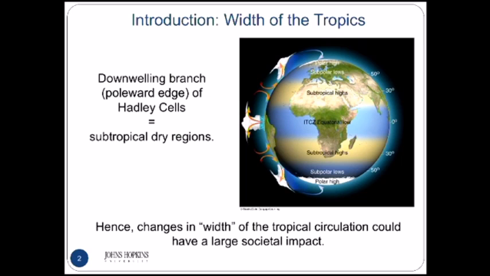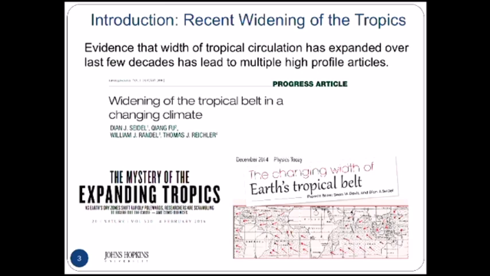It turns out that there has been evidence over the last decade or more that the width of the tropics has been expanding. Exactly what I mean by the width of the tropical circulation, I'll come to. I'll also show some evidence of why this has changed.